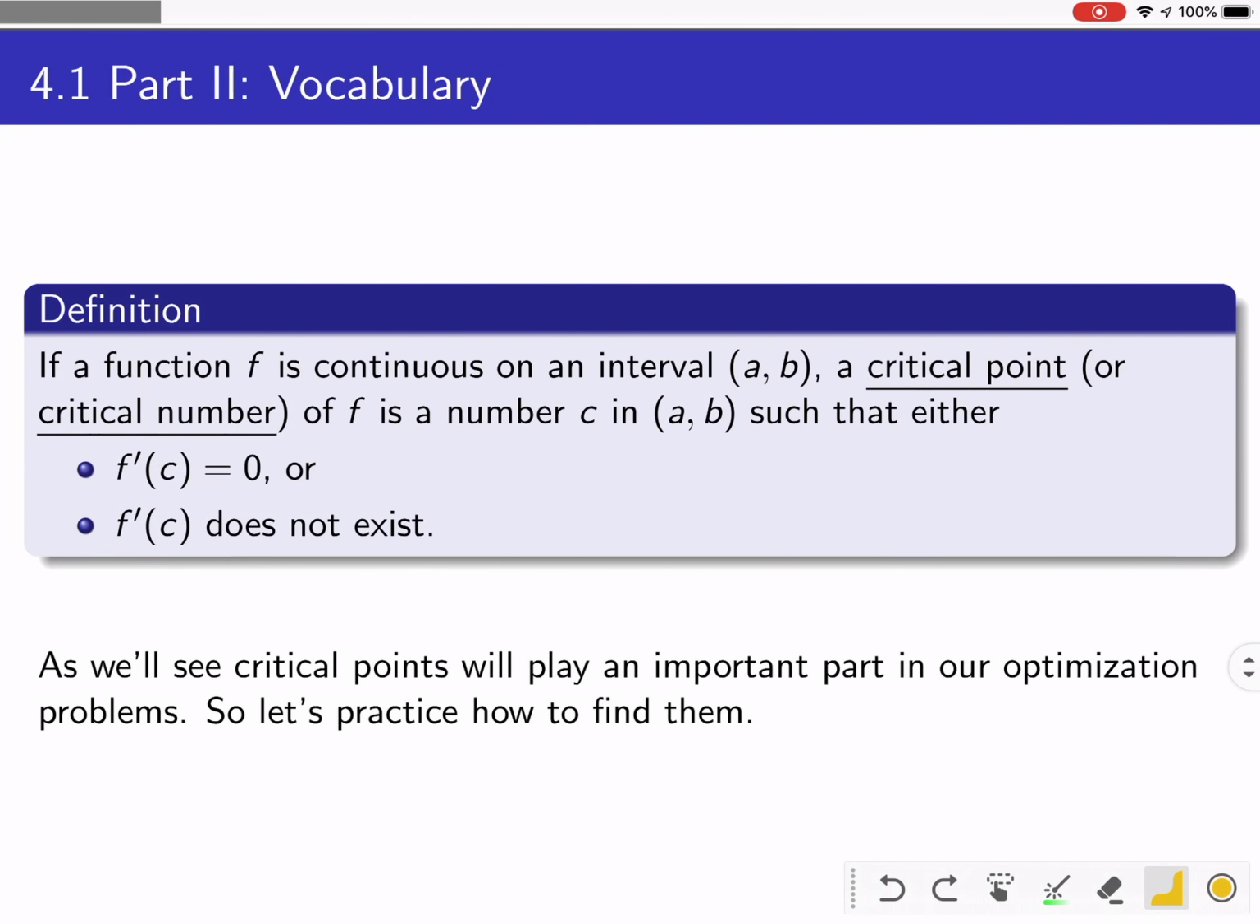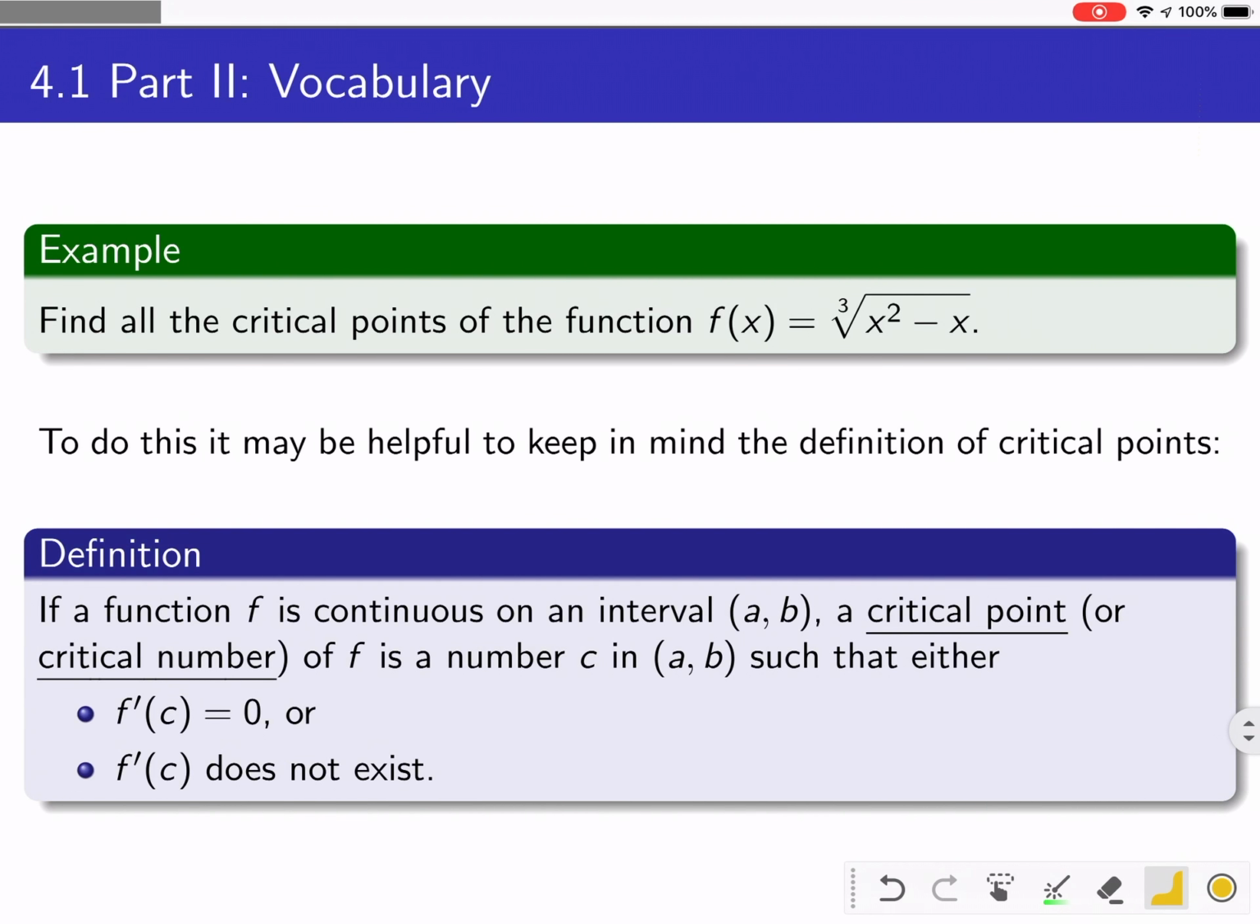These two behaviors are so important that we give them their own name. If we have a function continuous on an interval, a critical point or critical number of that function is a value in that interval such that either the derivative is 0 or the derivative doesn't exist. Critical points will play a central role in our study of optimization.